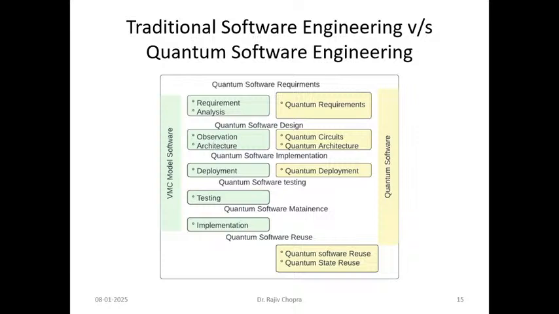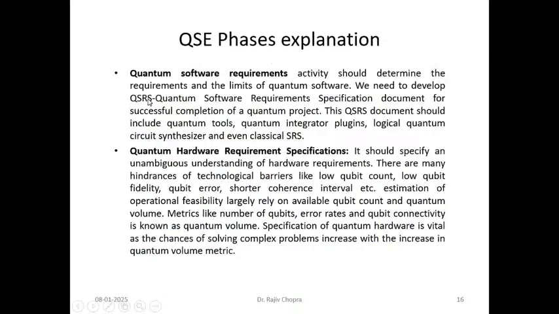But now your perspective, your view will be in terms of quantum requirements, quantum circuits, quantum architecture, quantum deployment, quantum software testing naturally, and quantum software reuse. When I'm reusing, I can reuse quantum software, I can reuse qubits, quantum circuits, and quantum states can also be reused. This is the comparison, and I have given some phase explanations also, like quantum hardware requirement specification and software requirement specification; you can develop a QSRS document. The focus should be on quantum tools, quantum integrator plugins, logical quantum circuit synthesizer, even classical SRS.